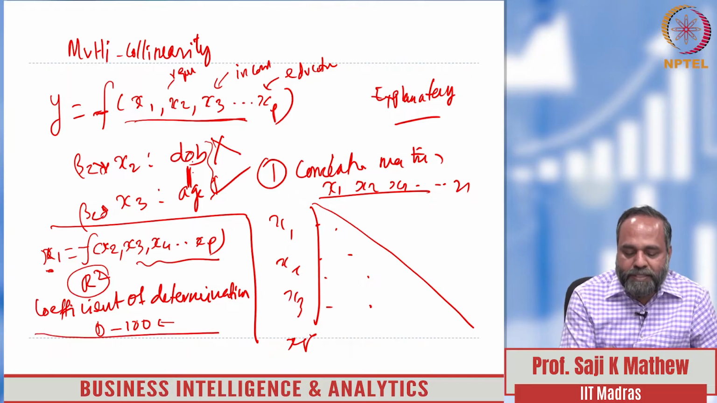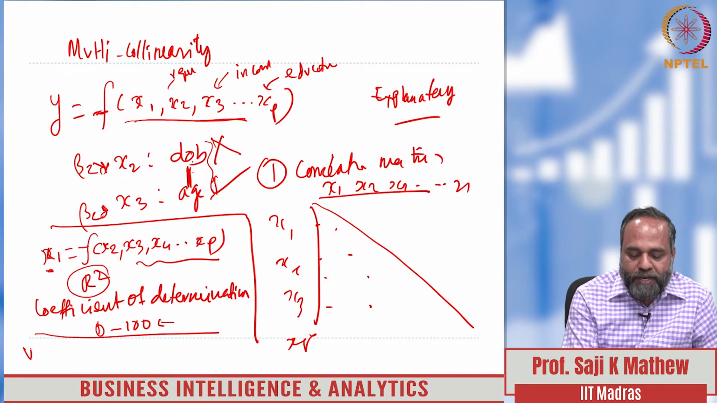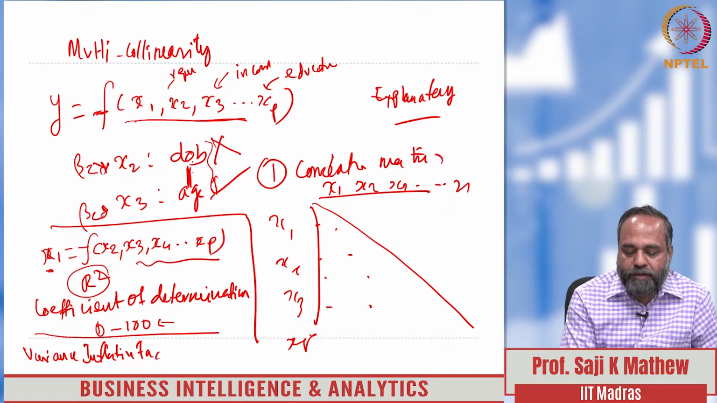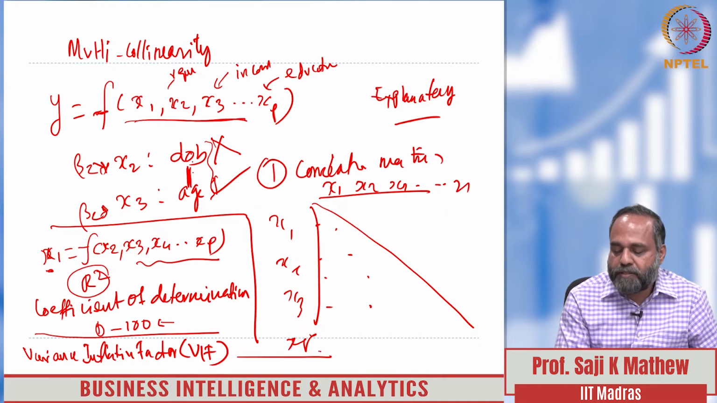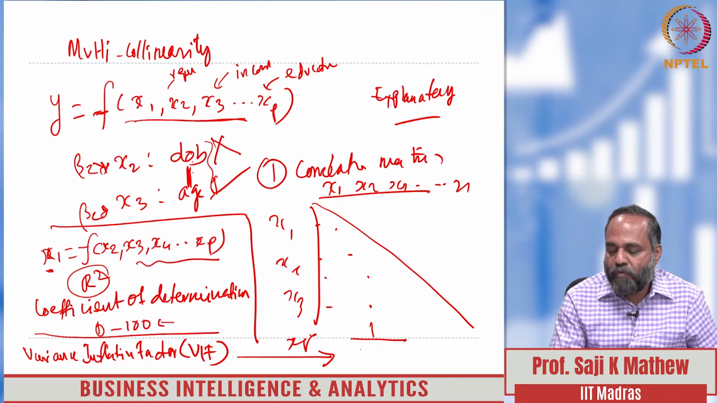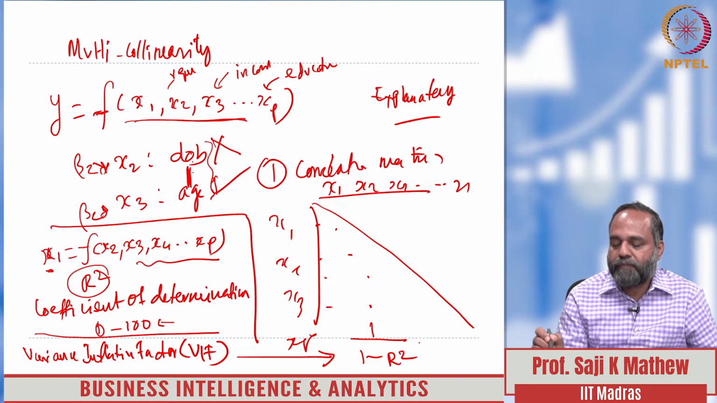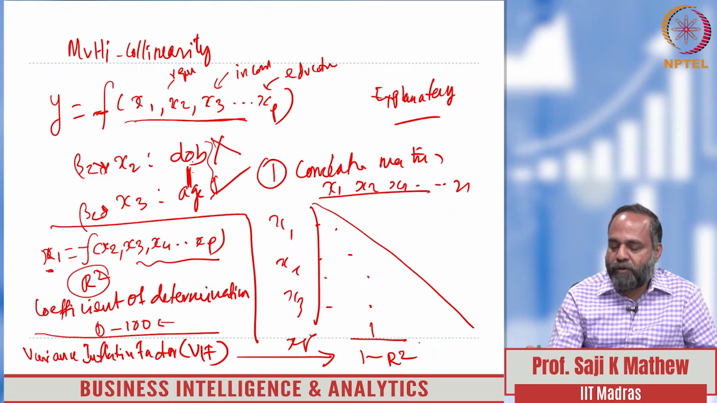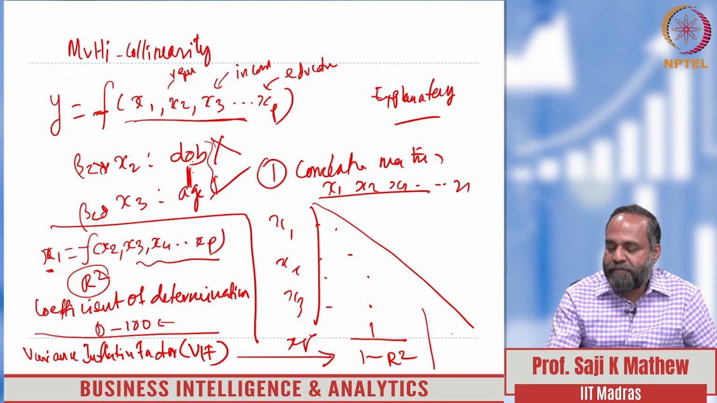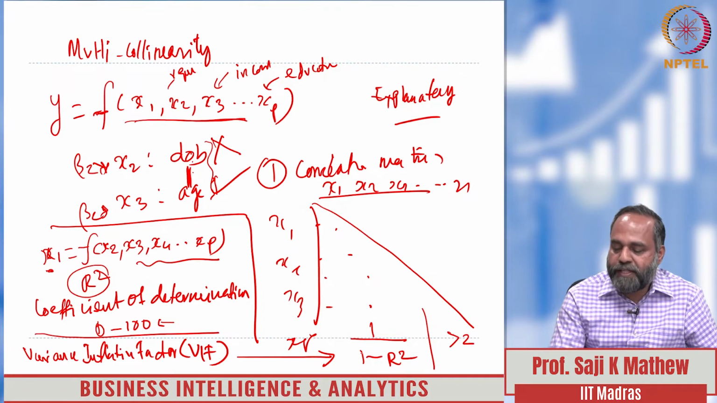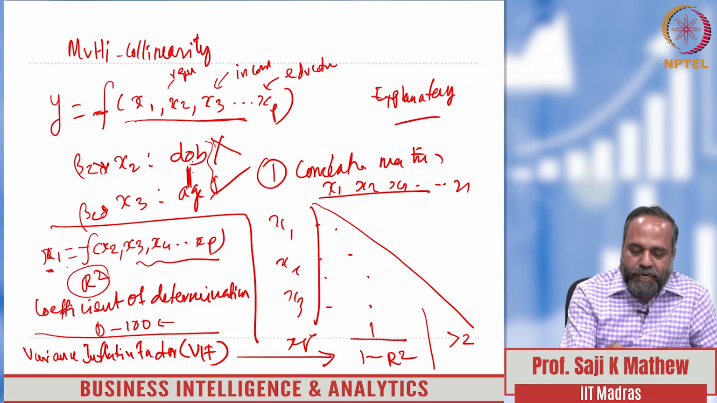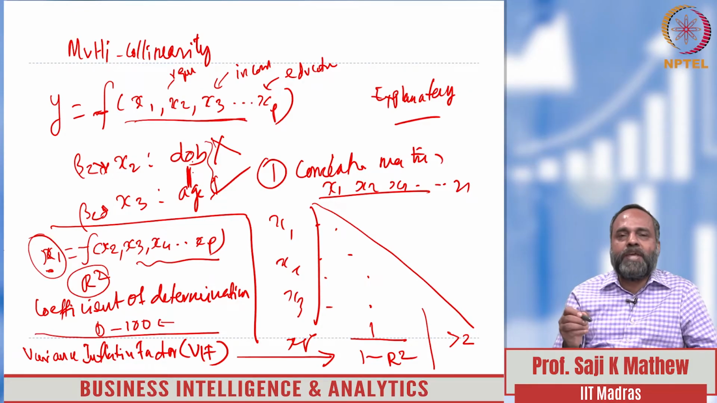There is a specific measure called the variance inflation factor, or VIF, which is 1 by 1 minus R squared. Generally, if VIF is greater than 2, then delete that variable. Delete which variable? It is x1's VIF that is determined.